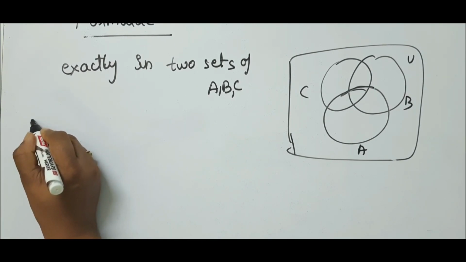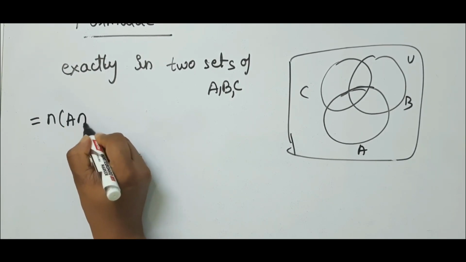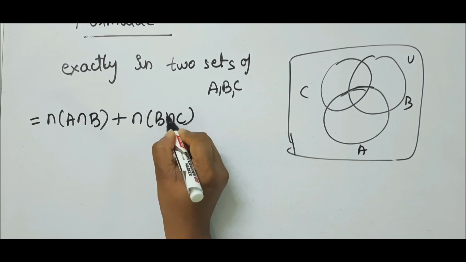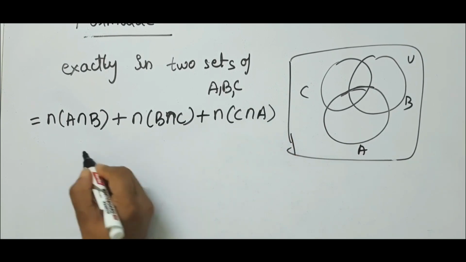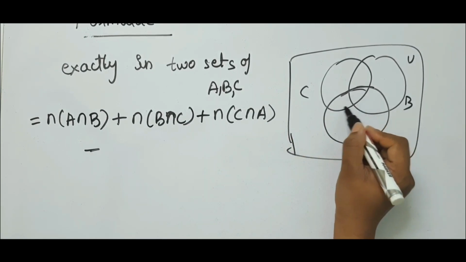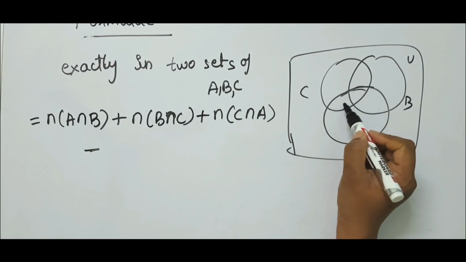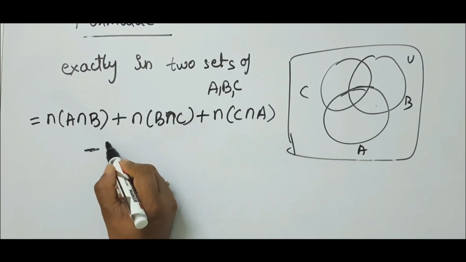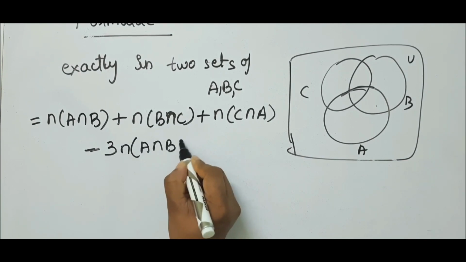Then the formula is the number of elements of A intersection B, plus the number of elements of B intersection C, plus the number of elements of C intersection A, minus 3n. Already we have counted, is it not? The element can be common here, maybe here, maybe here, maybe here. So we have already counted this part 3 times. So just subtract it 3 times: minus 3 times the number of elements of A intersection B intersection C.